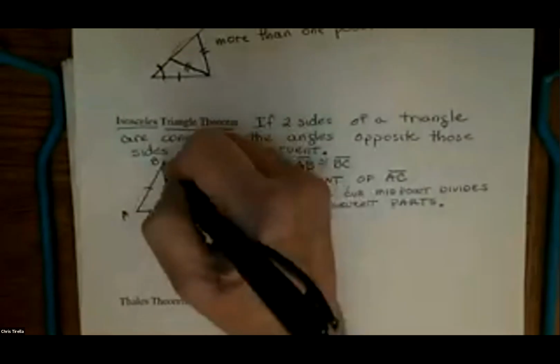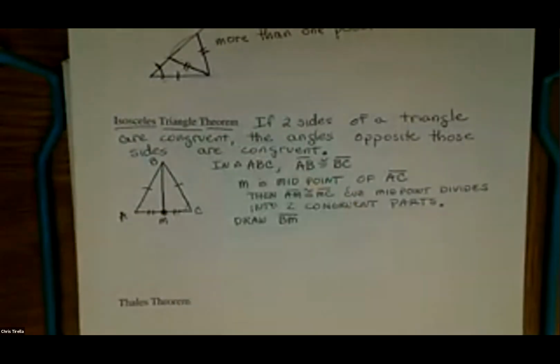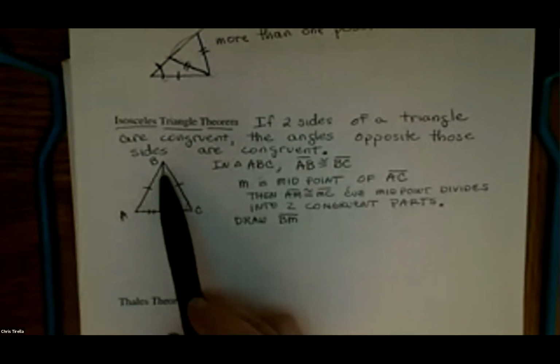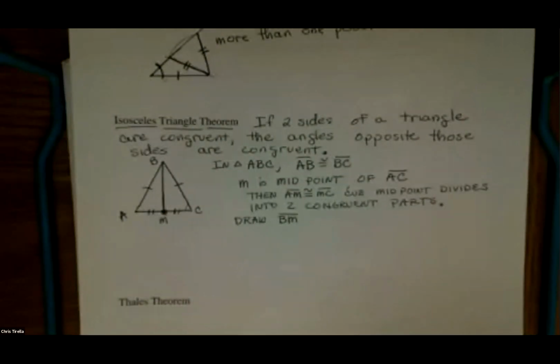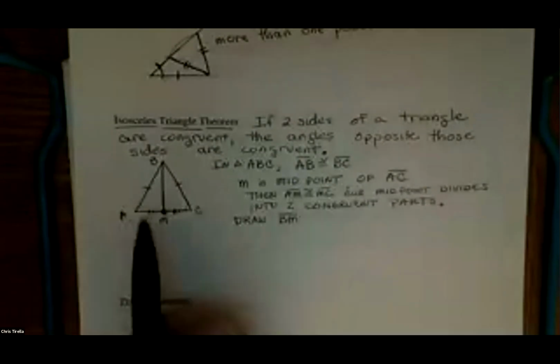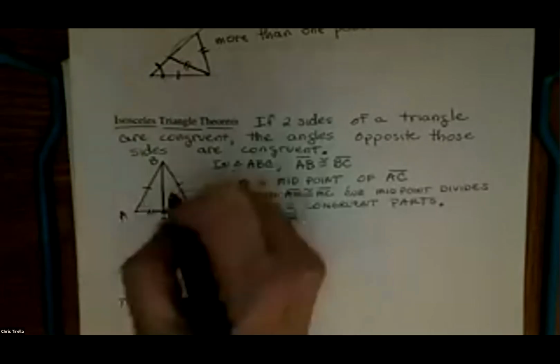Now I want to draw BM. Once I draw BM, you see I took my one triangle and made it into two. And those two triangles, side AB is congruent to side BC. Side AM is congruent to side CM. And don't those two triangles share side BM?